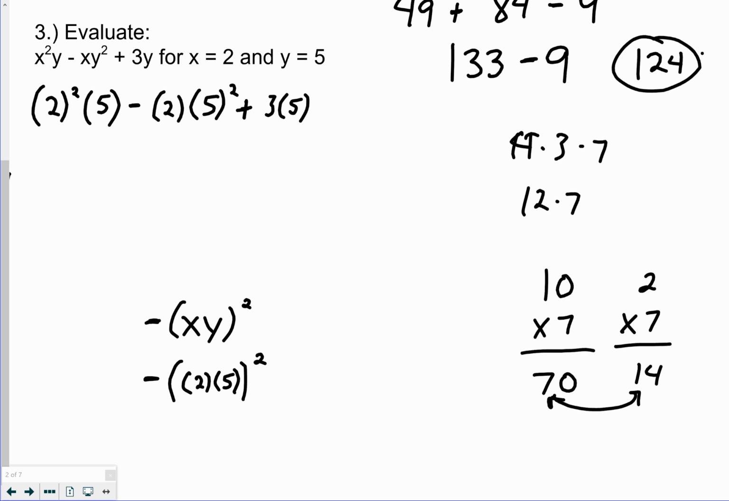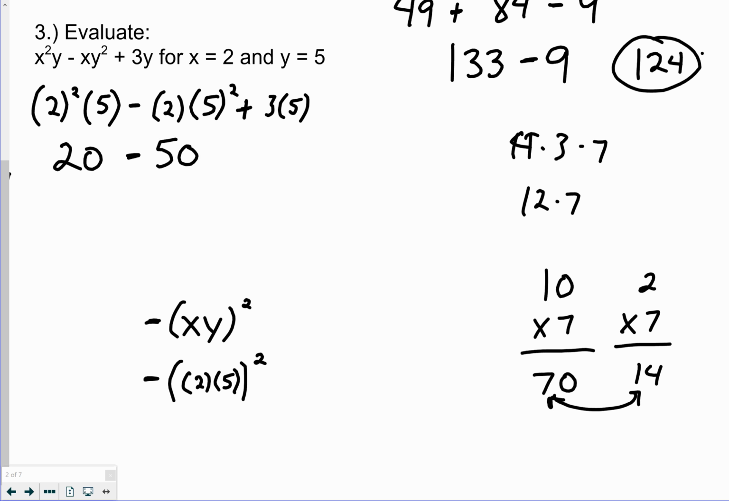So the square is in the parentheses? No, the square will never be in the parentheses, no matter what. Great question, Camilla. Awesome question. All right, let's do the next one. 2 squared, 4 times 5 is 20. Minus, okay, be careful. 20. 5 squared, 25 times 2 is 50.